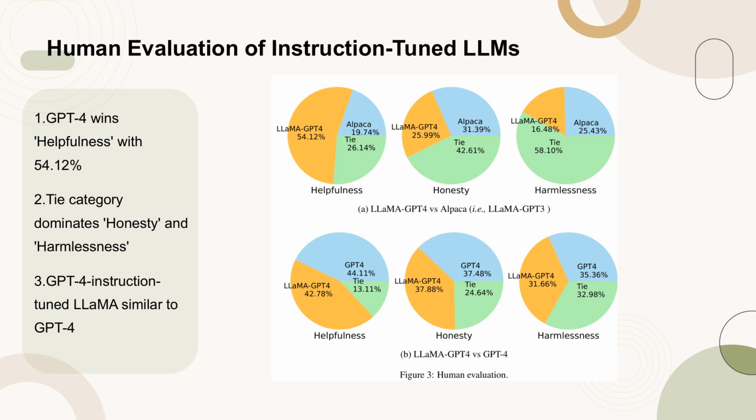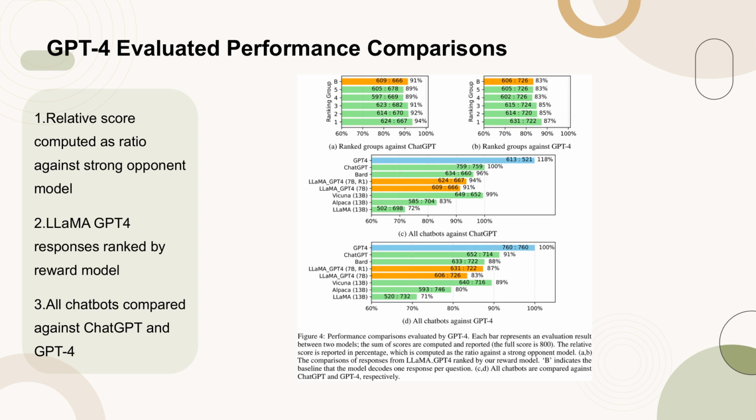When comparing GPT-4 instruction-tuned LLaMA models against the original GPT-4, the results show a consistent performance across the three criteria, suggesting that the instruction-tuned LLaMA models perform similarly to GPT-4. Figure 4 presents the performance comparisons of various models evaluated by GPT-4. Each bar in the figure represents the evaluation result between two models, with the sum of scores computed and reported, totaling 800.